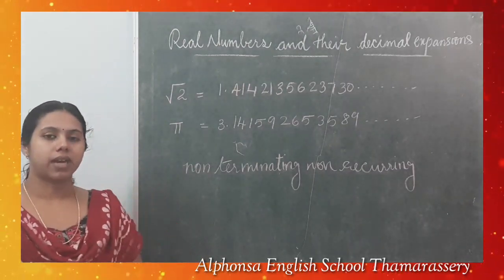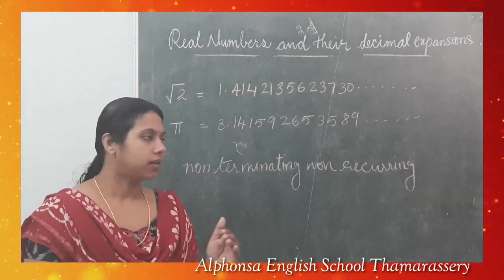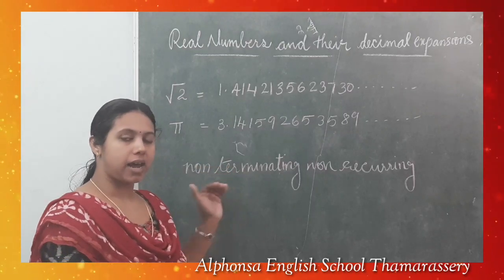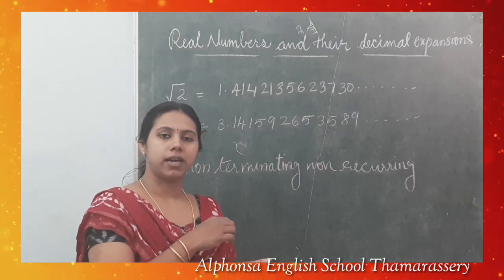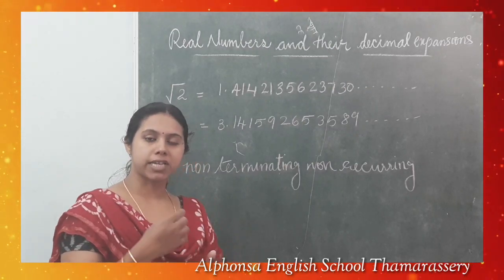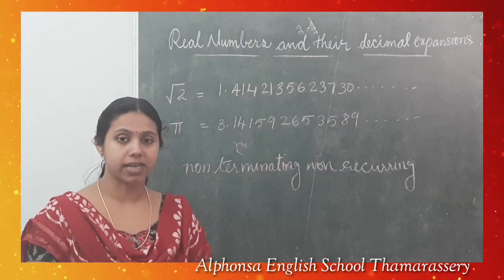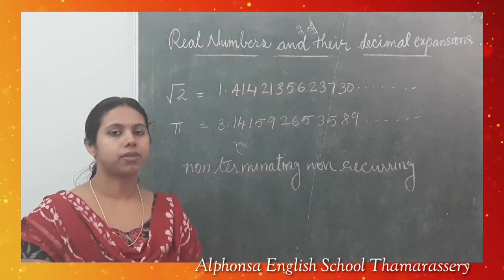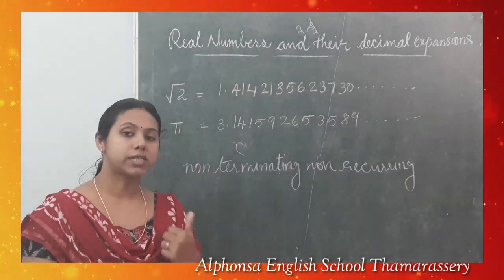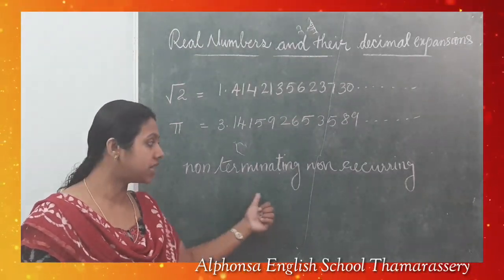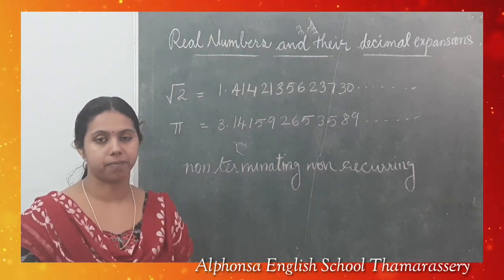So we can conclude that, first we discuss the rational numbers. A number whose decimal expansion is terminating or non-terminating recurring is rational. However, a number whose decimal expansion is non-terminating, non-recurring is an irrational number.